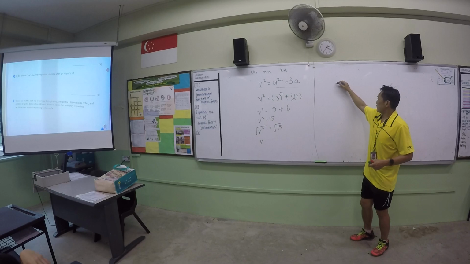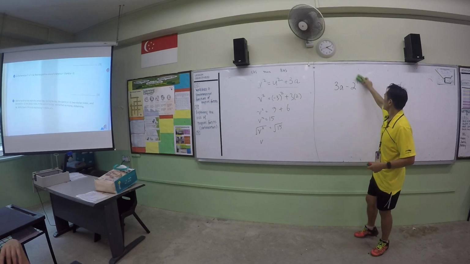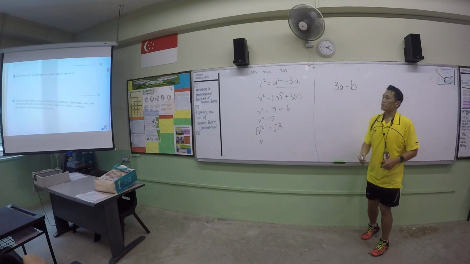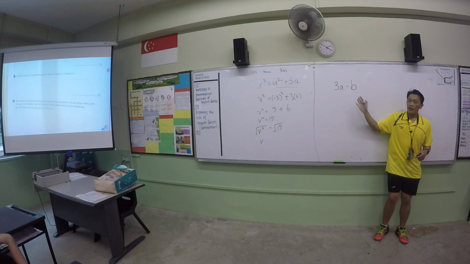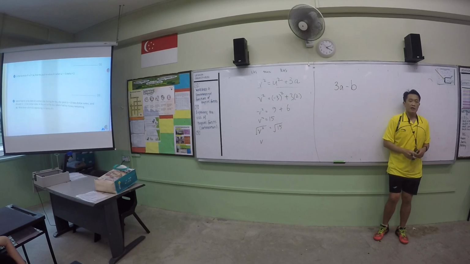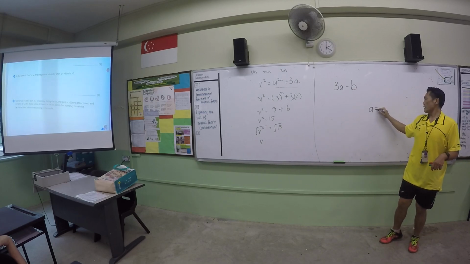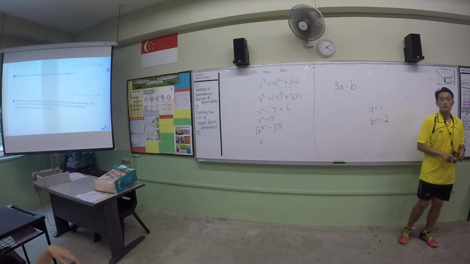Let's try another example. Let's say I want to find what is 3A minus B. At first, I don't know what A and B are. But now I tell you, A is 1, B is negative 2.